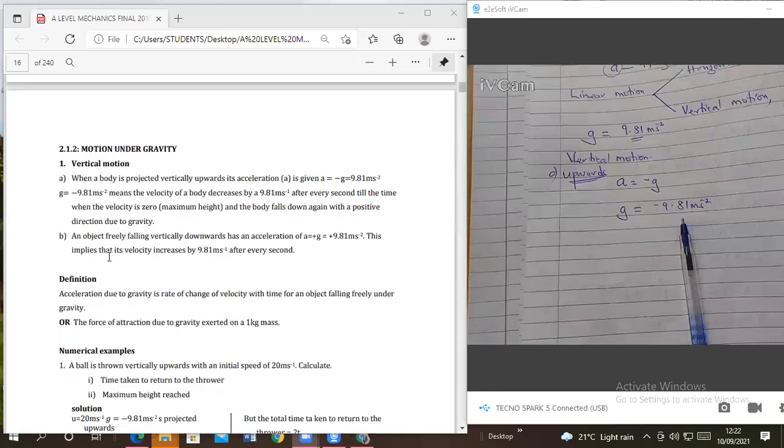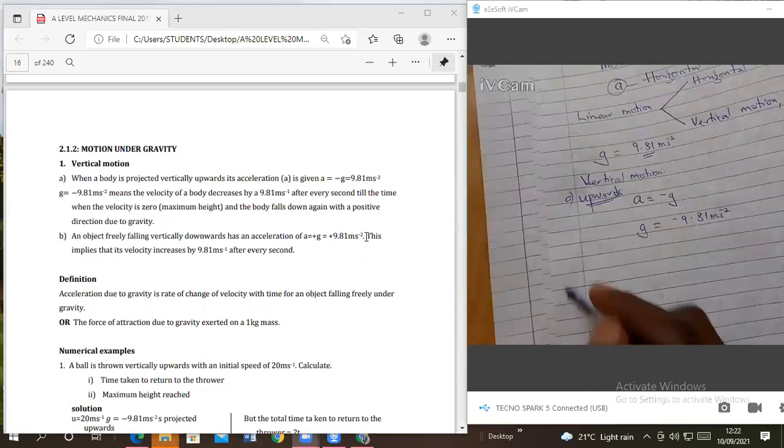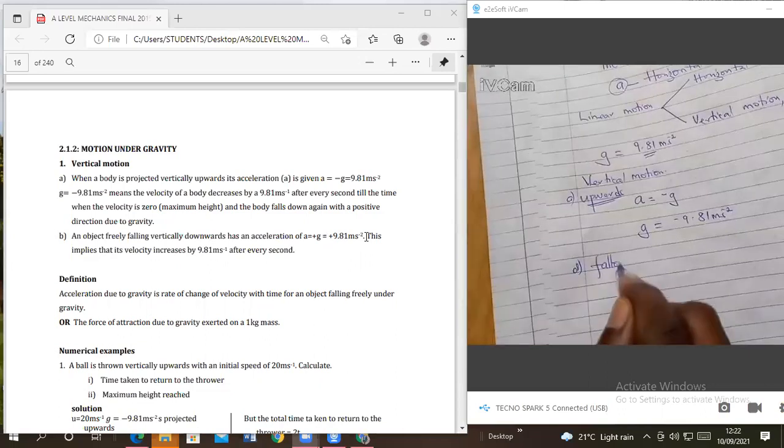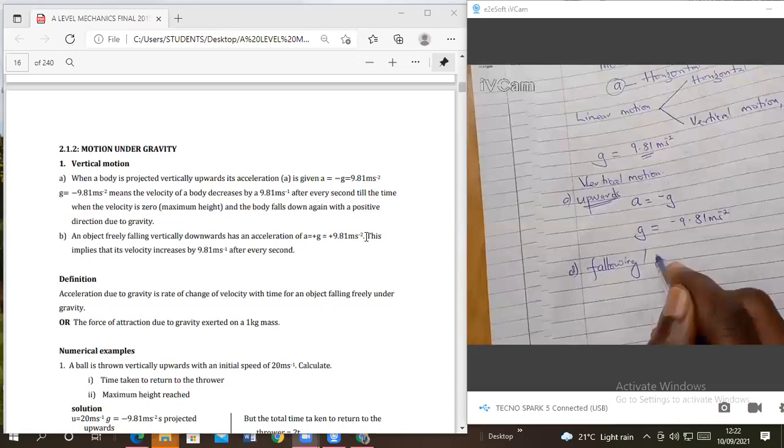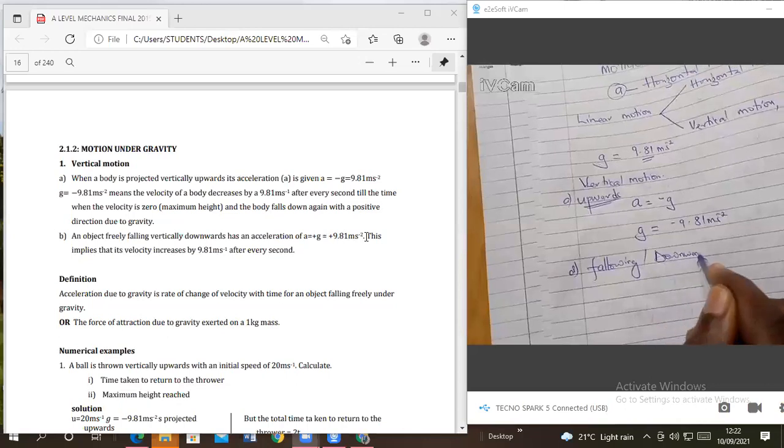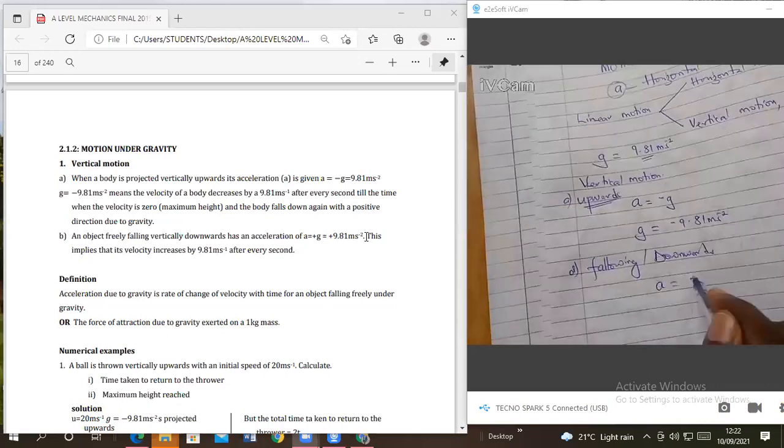We said an object falling freely vertically downwards has an acceleration which is now positive. At that instant, when the body is coming down after reaching the maximum height, or you have dropped a body from the top of a building, or any point above the ground level, the acceleration will be a positive value. So falling or moving downwards, acceleration will be positive g.